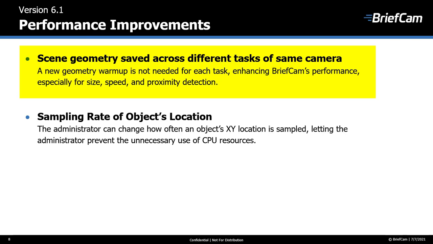the scene. Now in the past, BriefCam calculated this geometry for each task, and now BriefCam saves the scene geometry across different tasks on the same camera. This saves the warm-up procedure of having to calculate a new geometry for each task, which improves BriefCam's performance, especially for size, speed, and proximity detection.